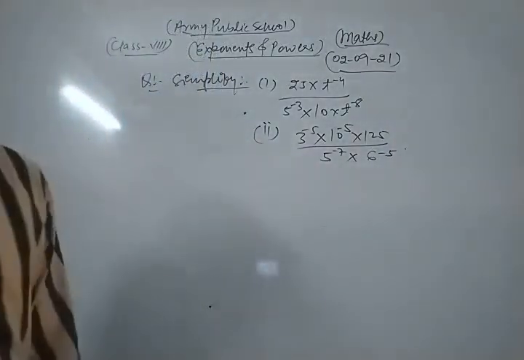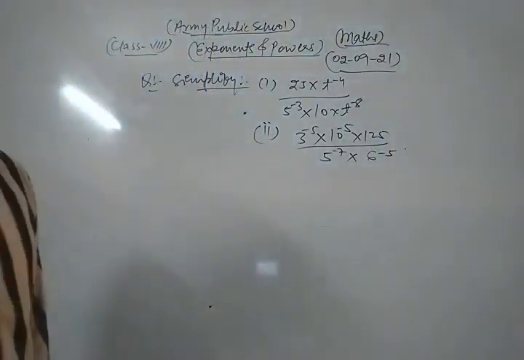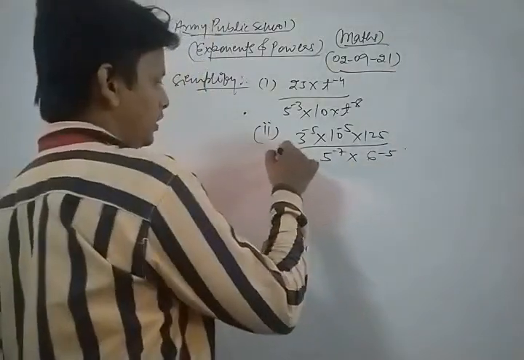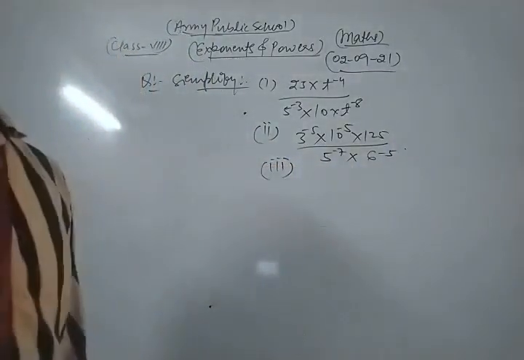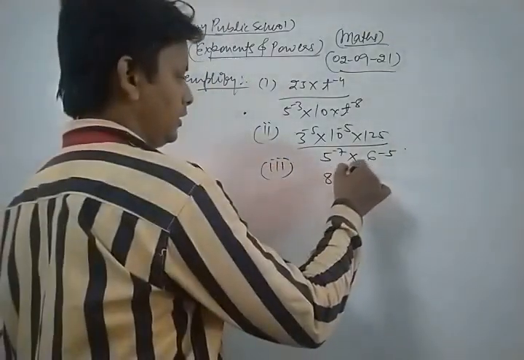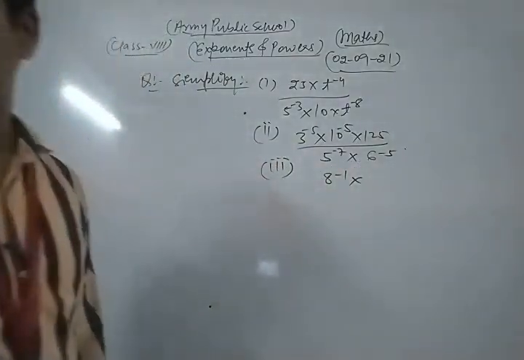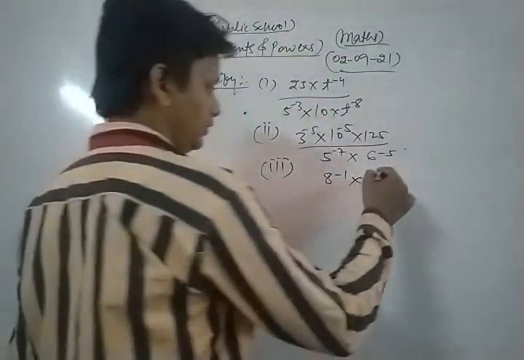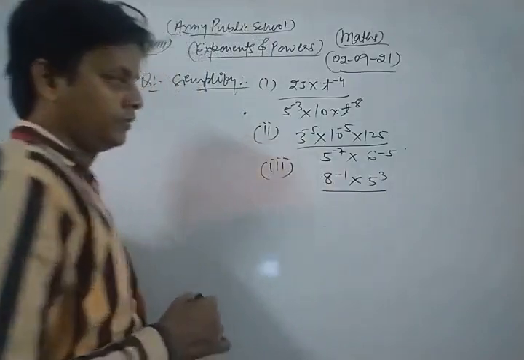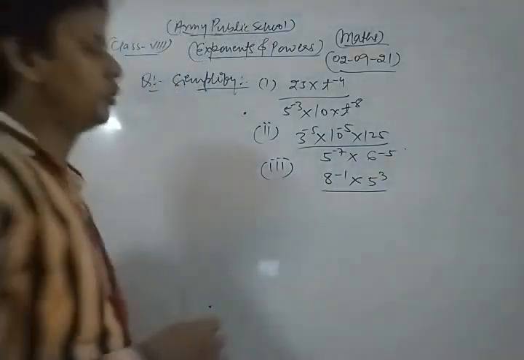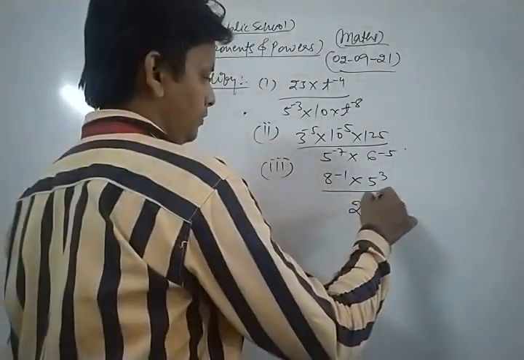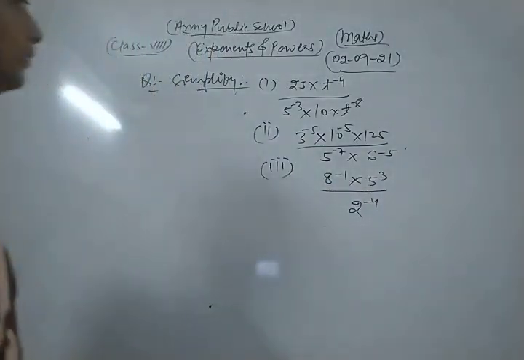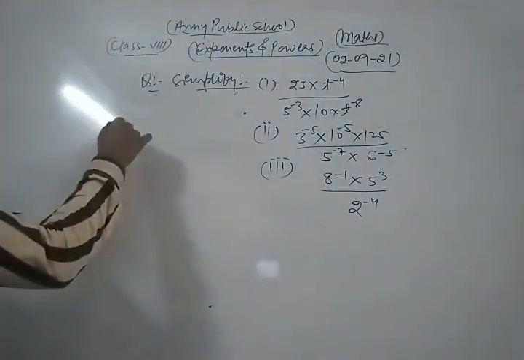Okay, and also we take one more question, third part of this question. This is 8 power minus 1 into 5 power 3 upon 2 power minus 4. Now look, let's see its solution one by one.